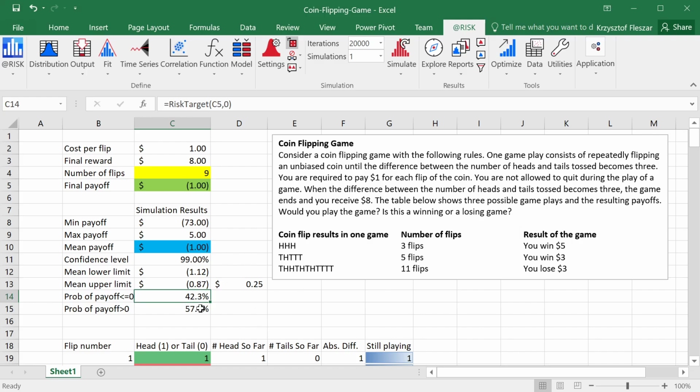However, the problem is, of course, the distribution of winning and losing. This could indicate this is a winning game, since we win more often than we lose. However, we win at most $5 and we lose as much as sometimes $73. The minimum payoff in this simulation is -73.